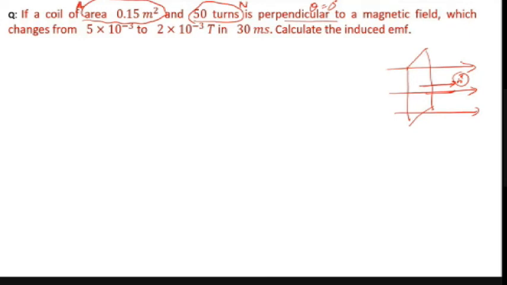Okay, Visma, continue. Sir, 5 into 10 raised to minus 3, then 2 into 10 raised to minus 3. The change. So here the magnetic field changes from 5 to 2. So it decreases. And what else is given? 30 milliseconds. That is the time. Now calculate the induced EMF.